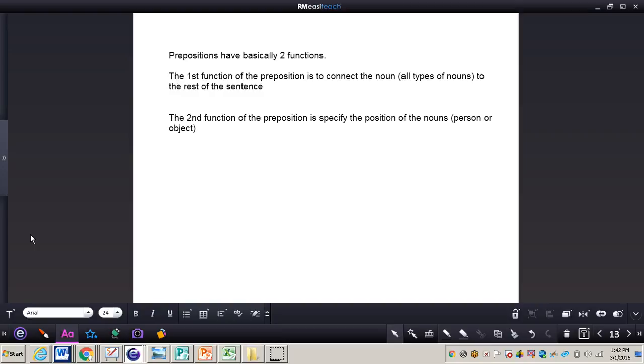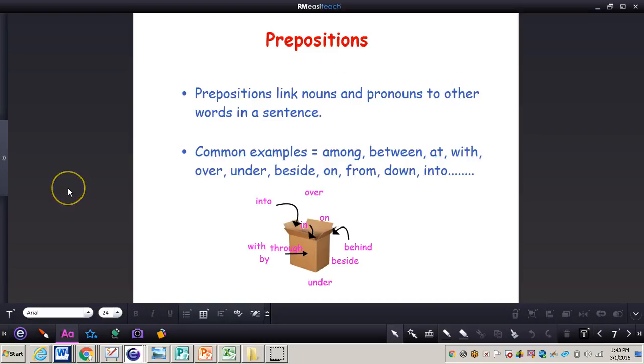The first function of the preposition is to connect the noun, all types of nouns, to the rest of the sentence. And also the second function of the preposition is to specify the position of the nouns, person or object.